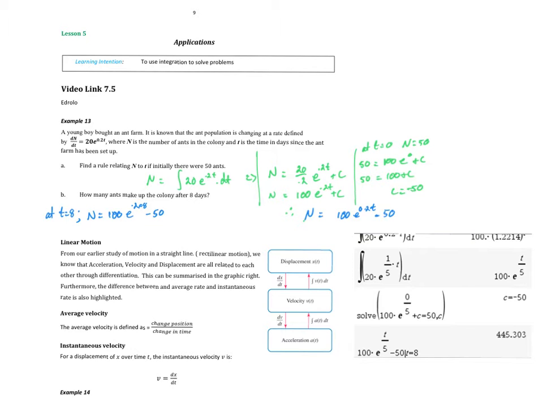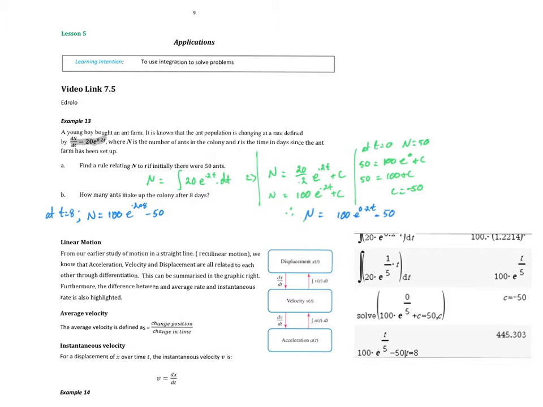Once again, with our modelling, nothing changes. A lot of the key terms mean the same thing all the way through. In this case, I happen to be given a rate of change. We're saying that our ant farm population is changing at a rate dN/dt equal to 20 e to the 0.2t. It's a positive exponential, so it's increasing.